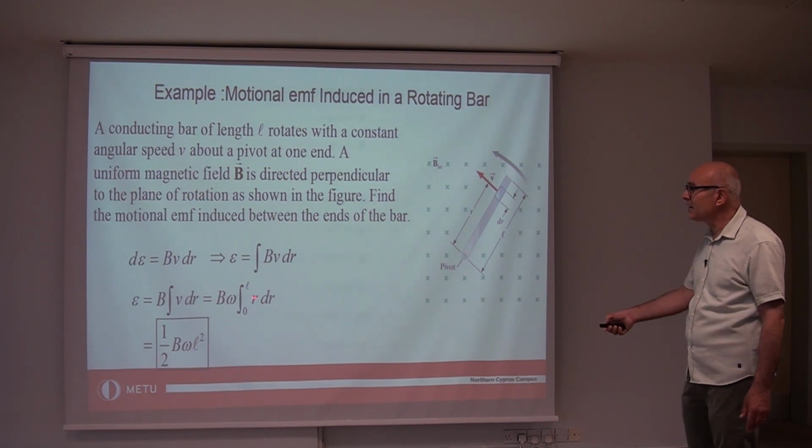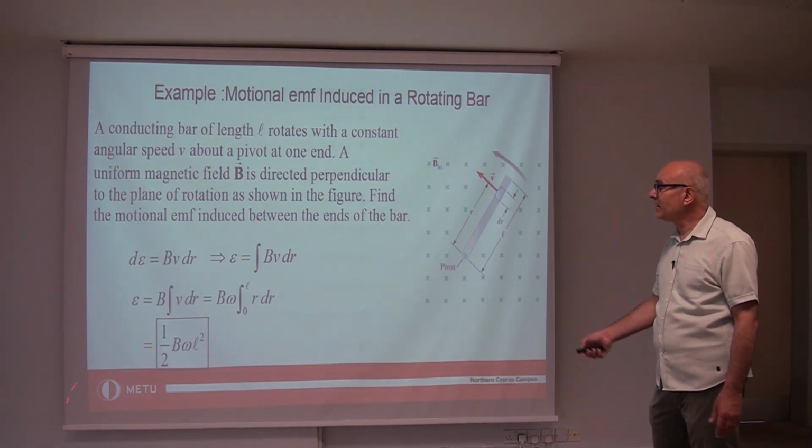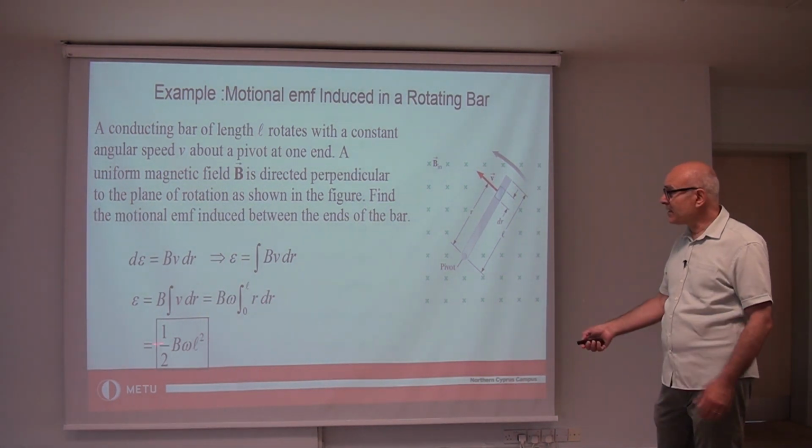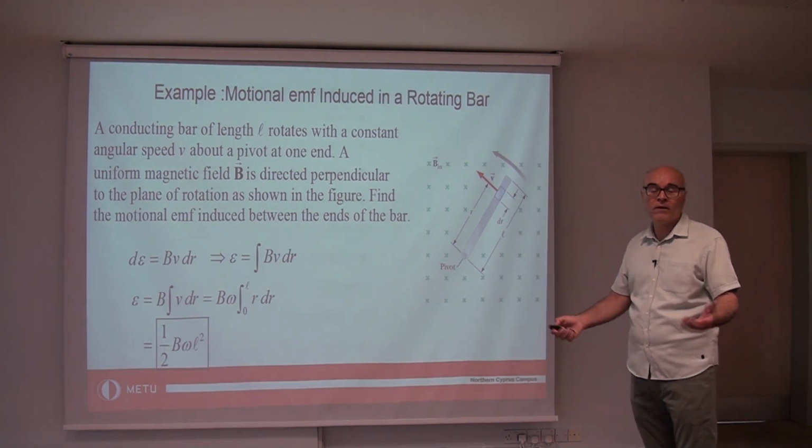When you integrate, it is a simple integral, r squared over 2, and so this gives the electromotive force, E equals B omega L squared over 2. As you can see, it's a simple, elegant expression. It depends on how fast it is rotating, the strength of the magnetic field, and how long the rod is, which all make sense.